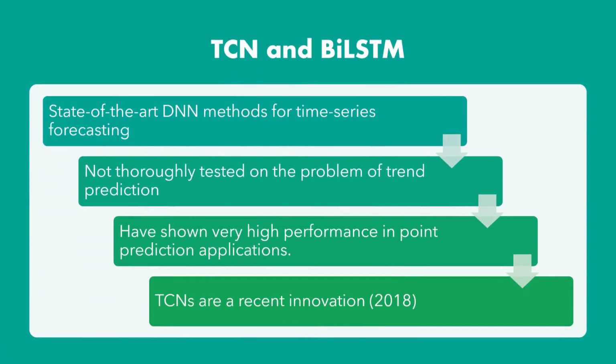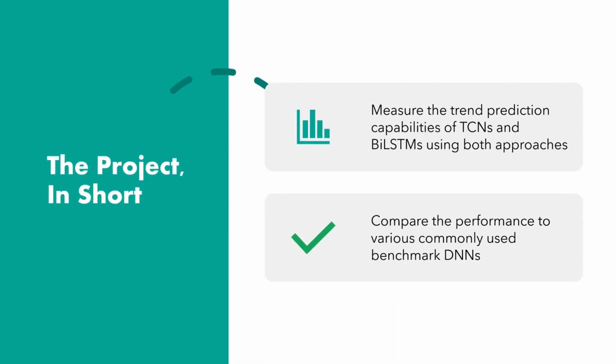Now, for some background on the poster boy DNNs being tested, which are the TCN and Bi-LSTM, essentially these are DNNs packed with many innovations over the models they are based on, and they are considered state-of-the-art DNNs. They have not been applied much to trend prediction, despite being very good at time series point prediction, especially the TCN, since it was only recently put forward by Bai et al. in 2018. So, our project in short was to measure the trend prediction capabilities of TCNs and Bi-LSTMs using dual and single prediction approaches, and compare the performance to the commonly used DNNs mentioned earlier.